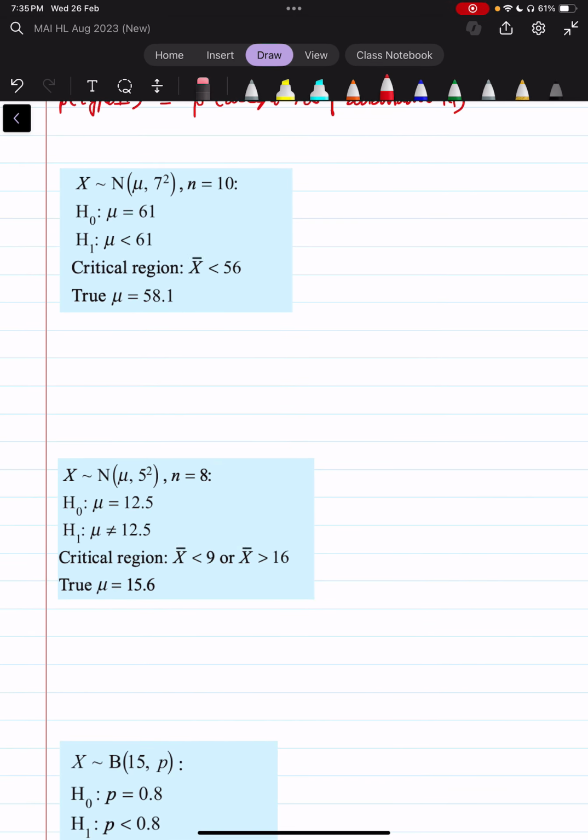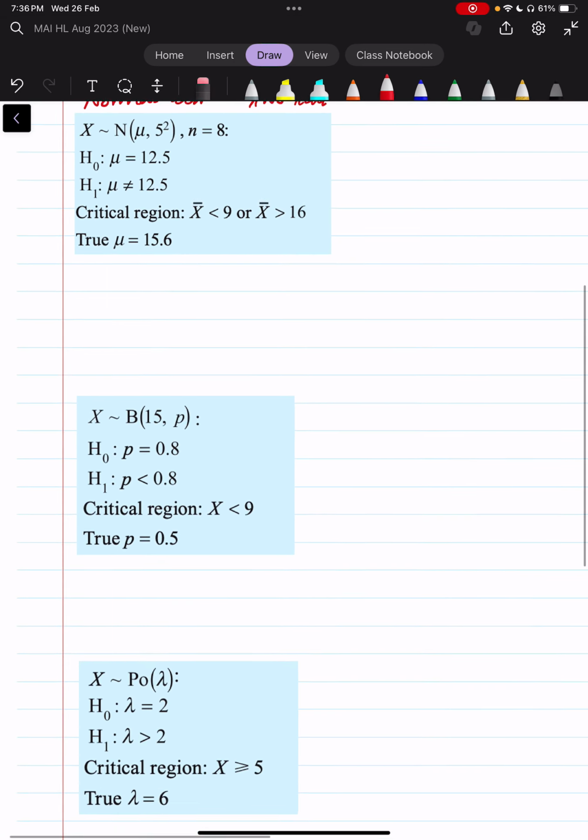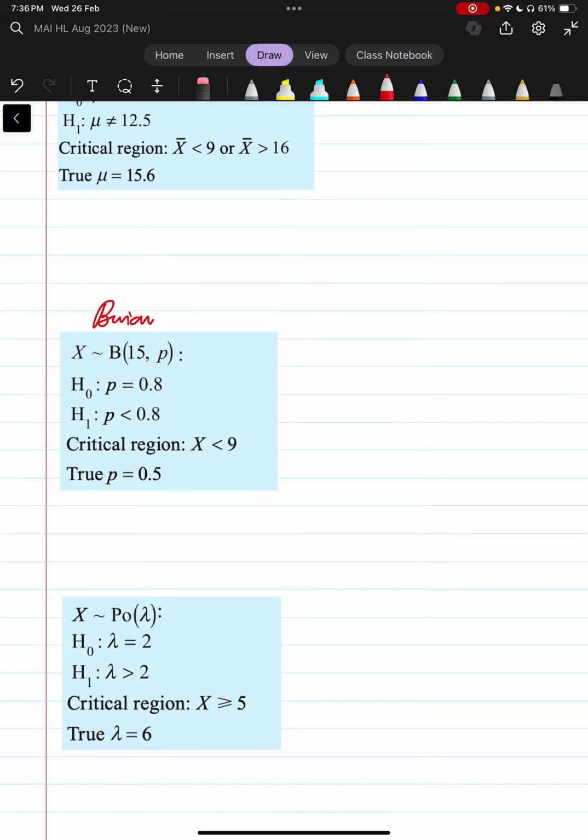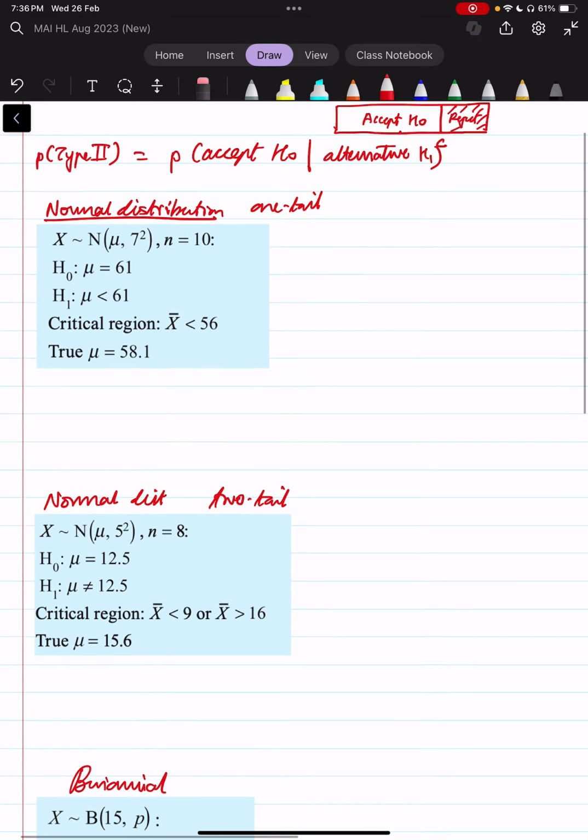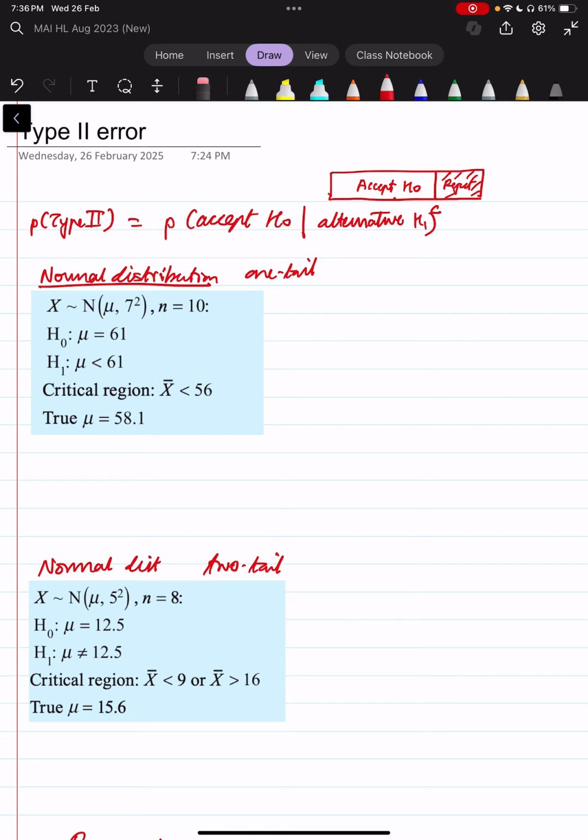Now, the different types I've taken: I've taken some with normal distribution. This is a variation of normal distribution with a one tail test. This is an example of normal distribution with a two tail test. This is a binomial distribution, and this is a Poisson distribution. Binomial and Poisson can also have two tails, so you find each region separately and work it out. So let's start with the normal distribution, type 2 error.